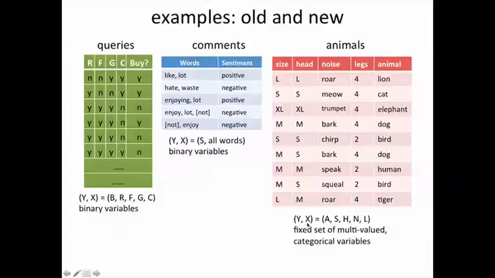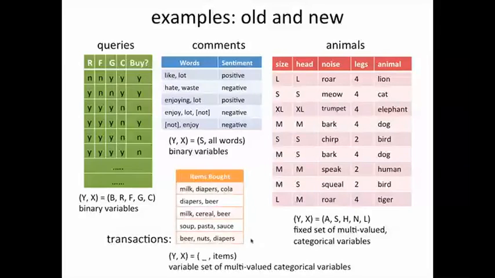So here y comma x is now the animal itself is y, the size of the animal, its head size, its noise, number of legs are the features. It's a fixed set, say here only 4 features, of multi-valued categorical variables. So they take values in specific categories. They're not real numbers, for example. They take one of a few categories, small, medium, large, for example.